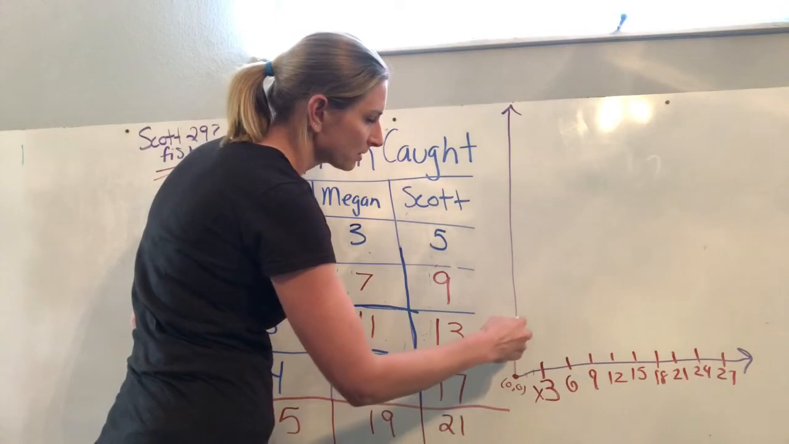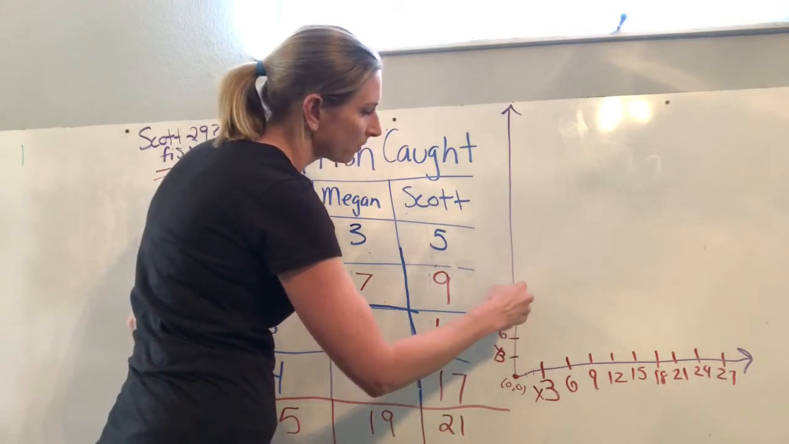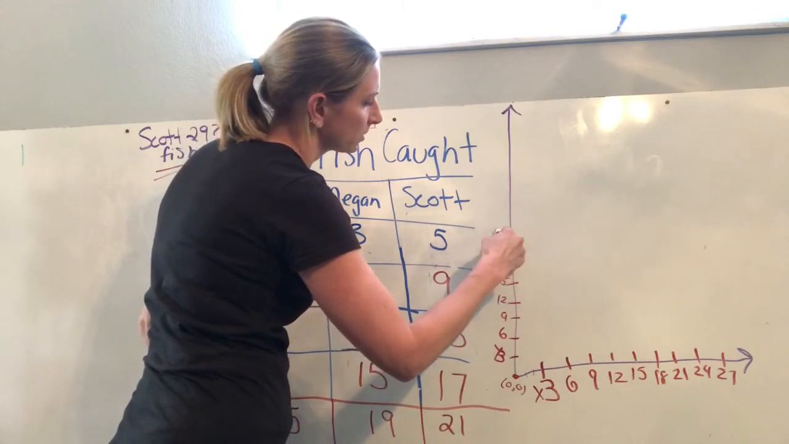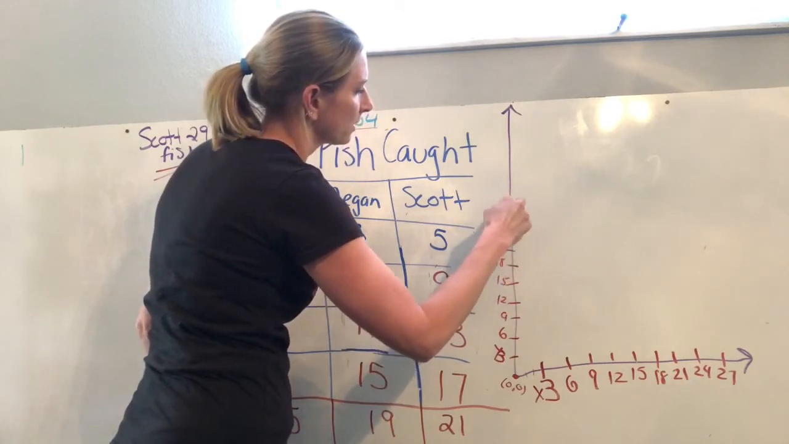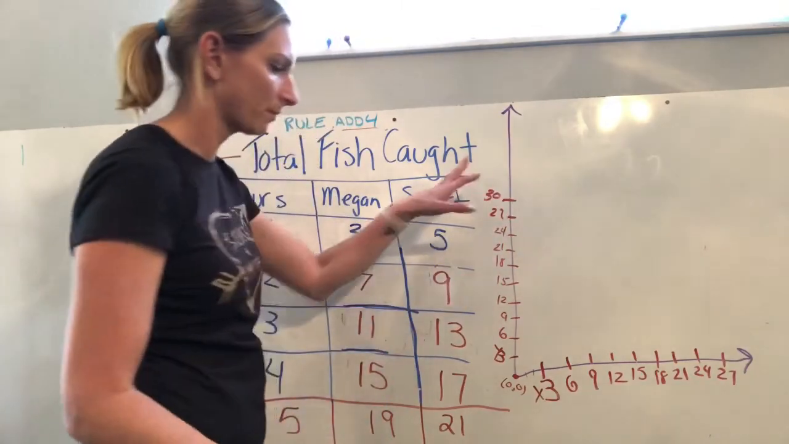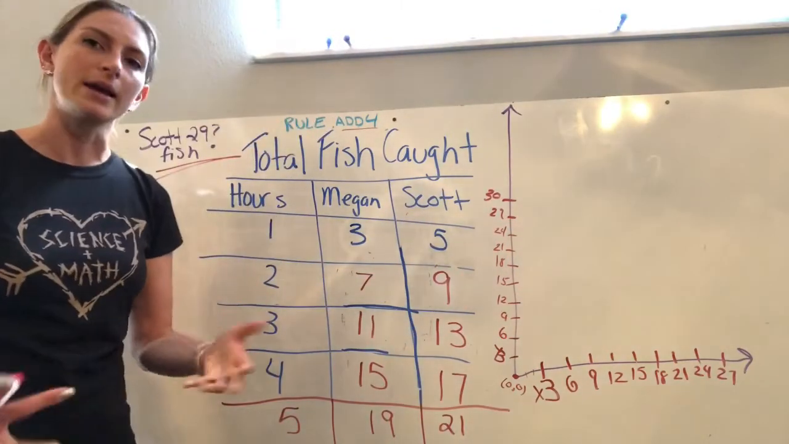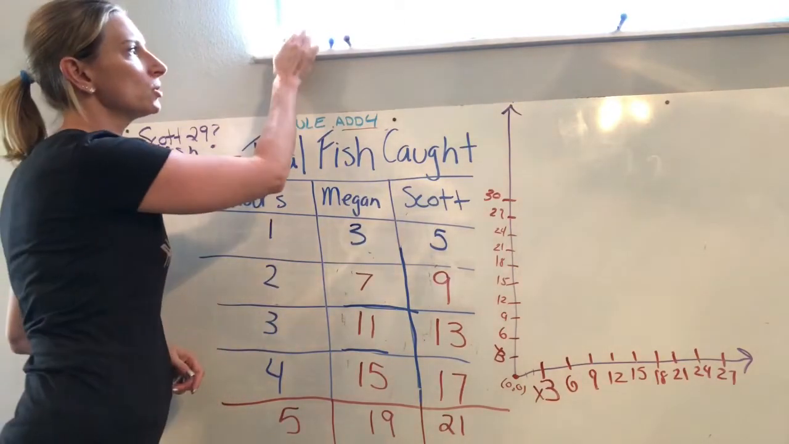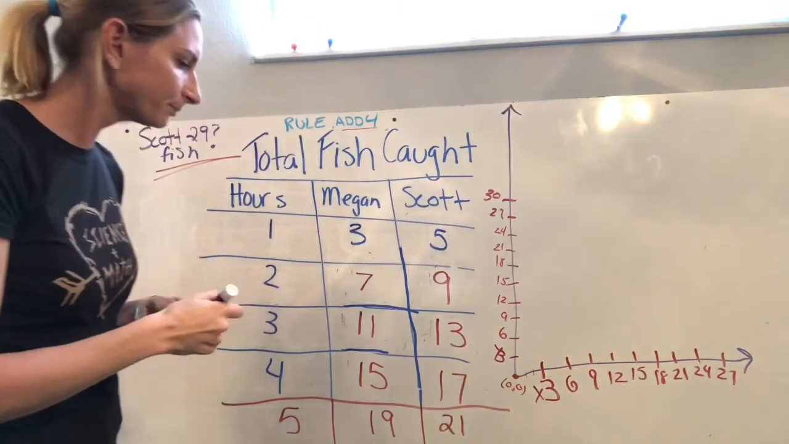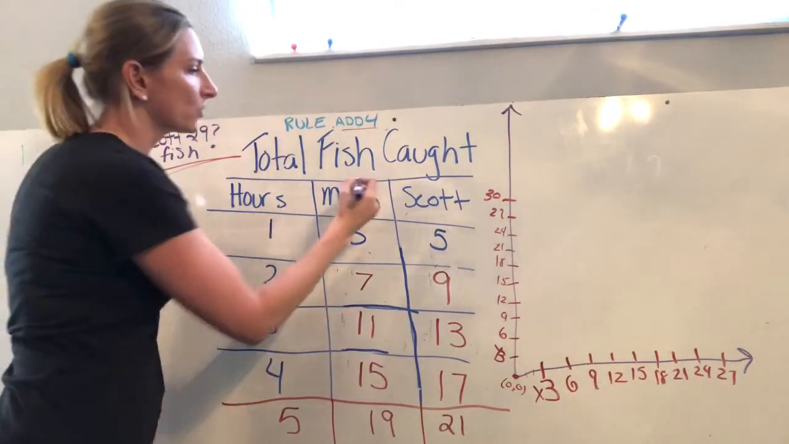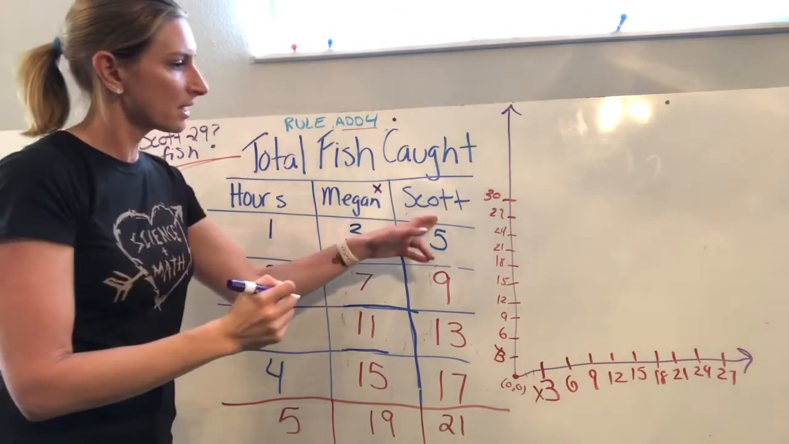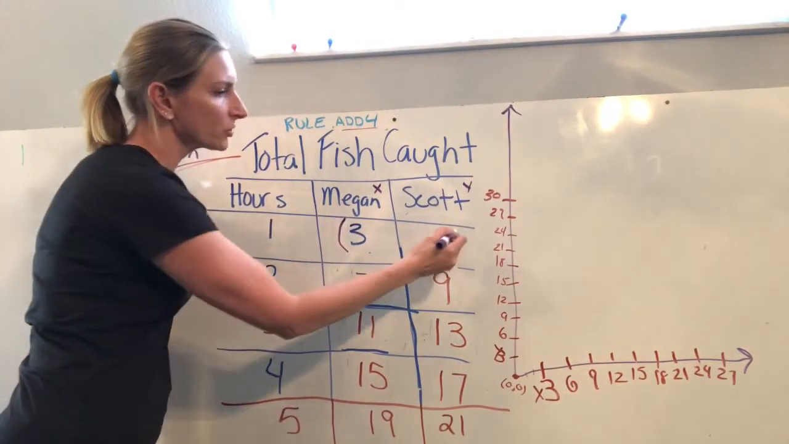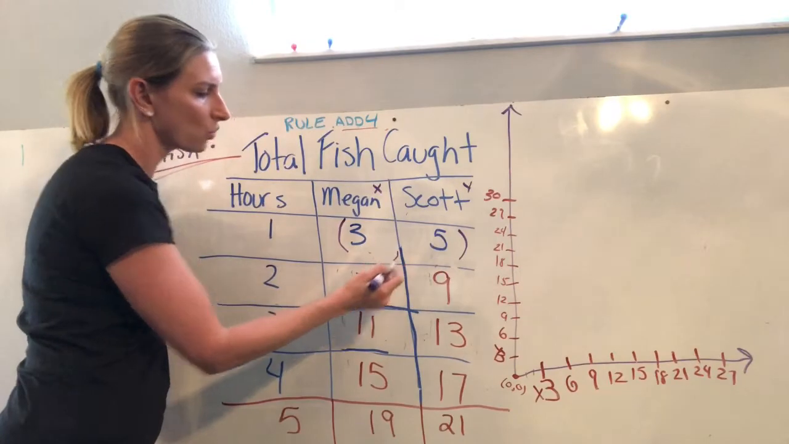3, 6, 9, 12, 15, 18, 21, 24, 27, 30. Okay, so I'm going to make sure I can get Scott in there and his point. So now we need to turn Megan and Scott's numbers into those ordered pairs. Megan, I said, is going to be the x-axis. Scott is going to be the y-axis. So now these just transform right into ordered pairs.